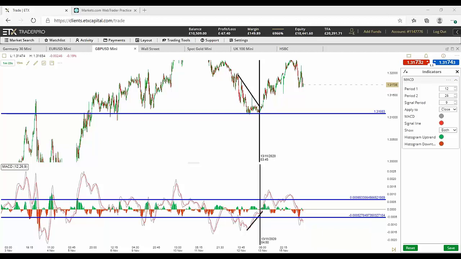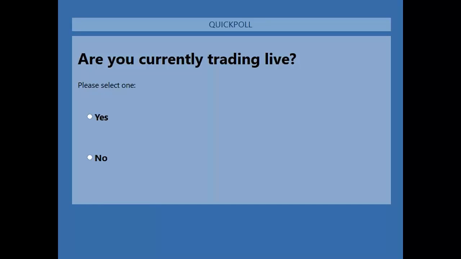Now, if I just load up a question here, we do like to get a gauge of who's actually trading when they attend these events. So if you could just answer yes or no there, that would be absolutely fantastic. Again, if you do need any assistance with regards to your trading, if you are one of those individuals putting in no, then get in touch, drop us a message. We'll be more than happy to go through that with you. That is what we're here for.